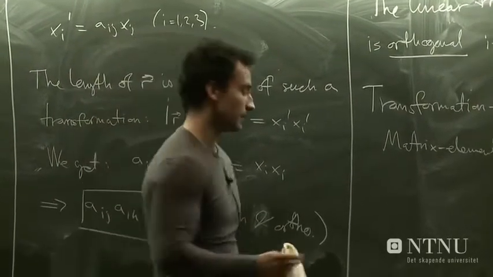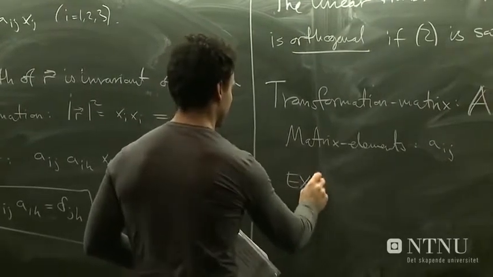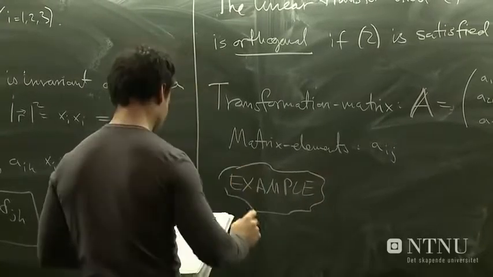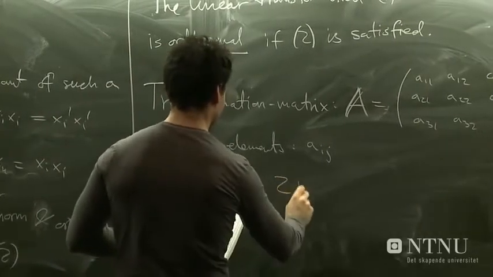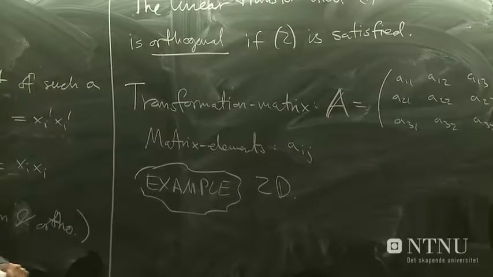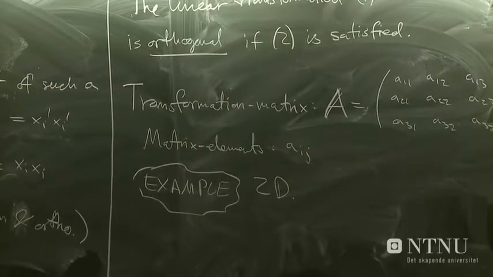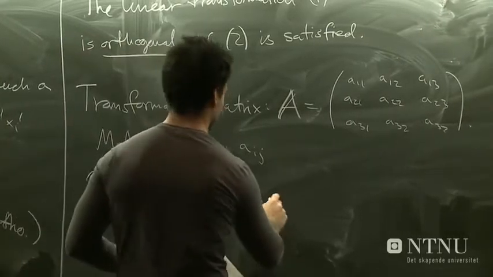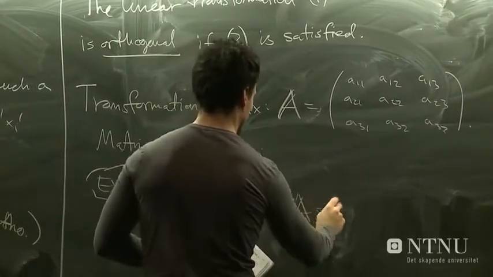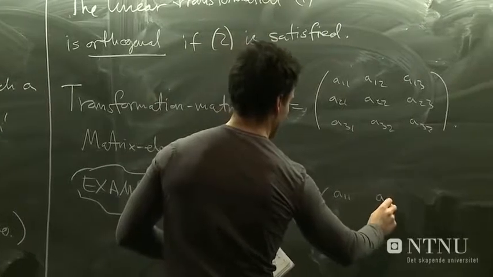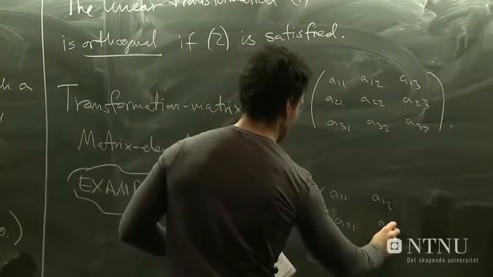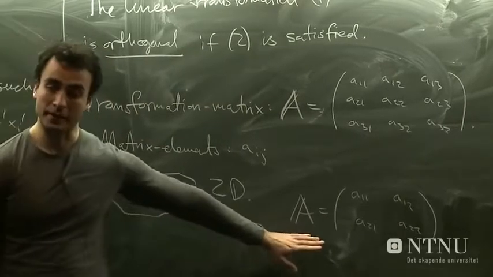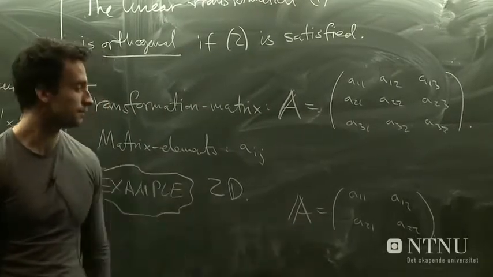So let's consider an example. Let's consider a rotation in 2 dimensions. So our rotation matrix looks like this.